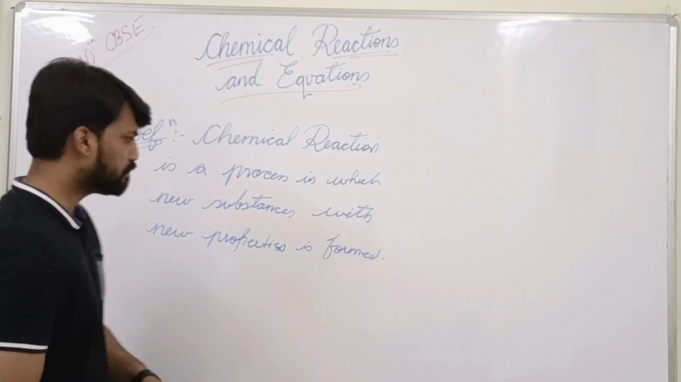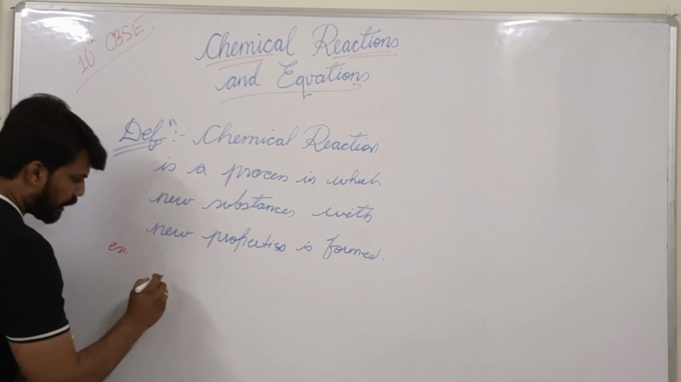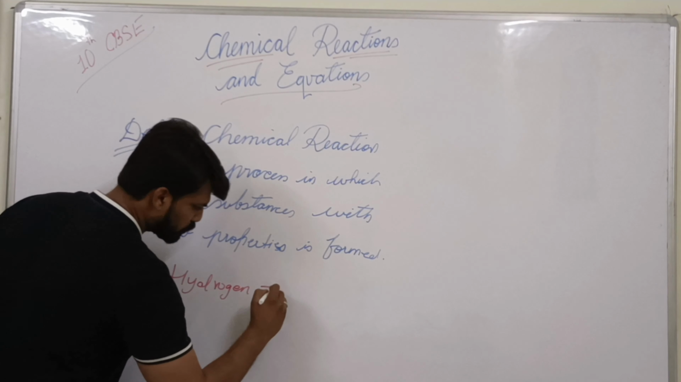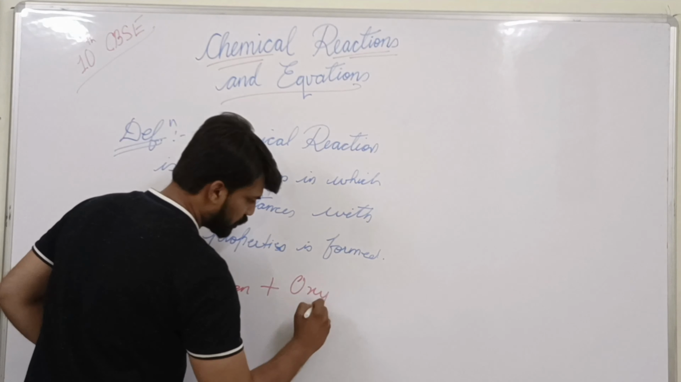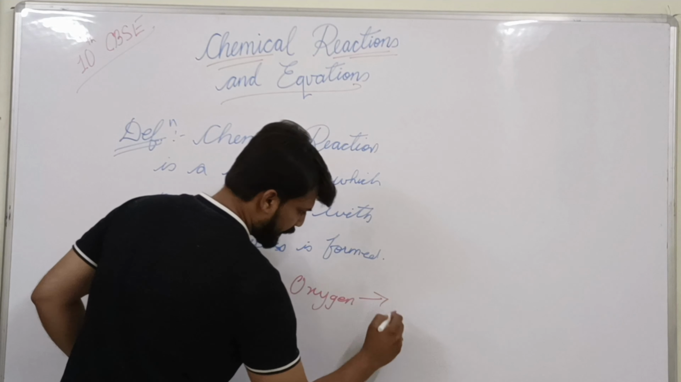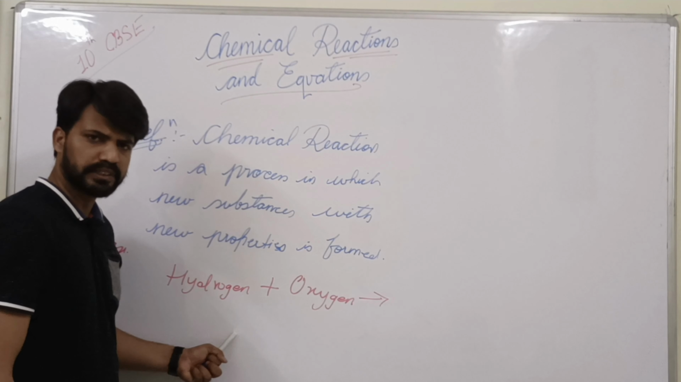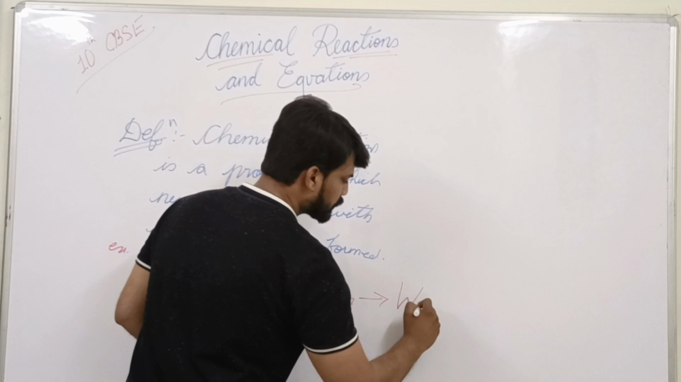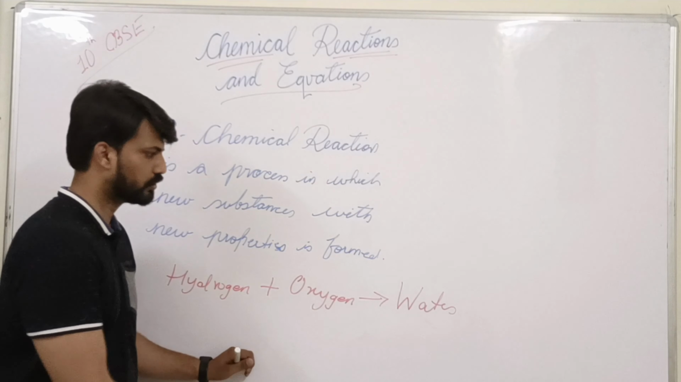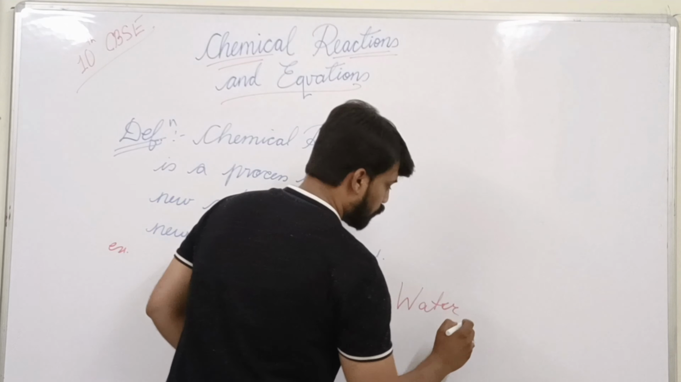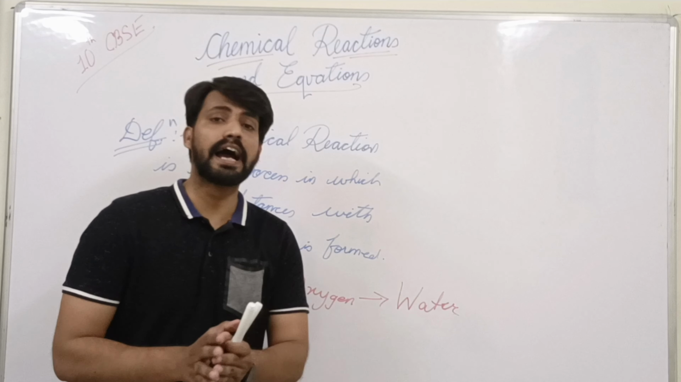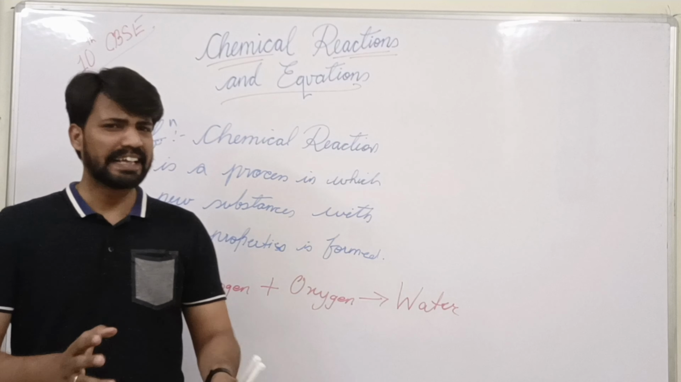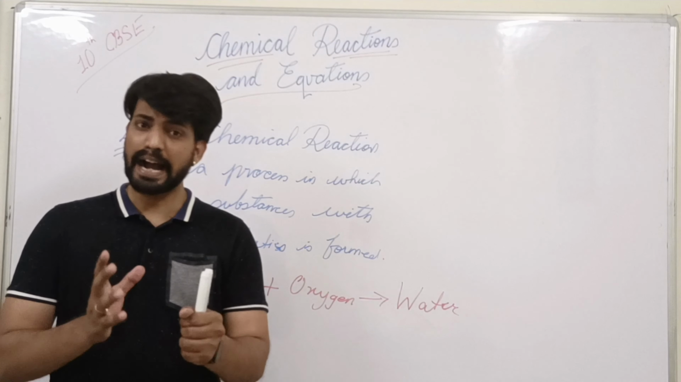For example, we have hydrogen. We know hydrogen is an element. When hydrogen reacts with oxygen, here are two substances having different properties. When they react together, we get one new substance, that is water. This water has different and new properties with respect to hydrogen and oxygen, and that is simply what is meant by chemical reaction. I hope it is clear to you.